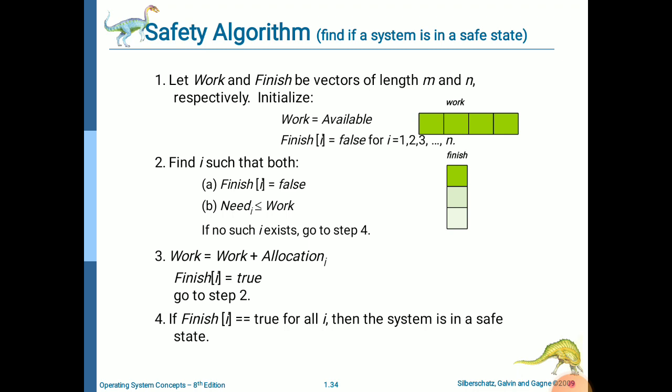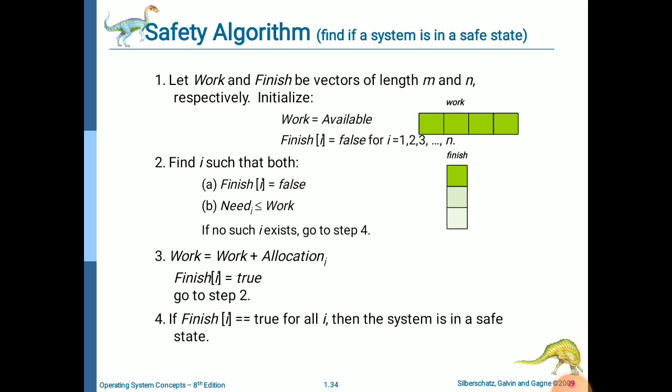You just put the values present in the available vector into work, and make finish of i equal to false, where i has all the values 1, 2, 3, 4 up to n, which means for all the processes you put false, meaning they have not yet finished.